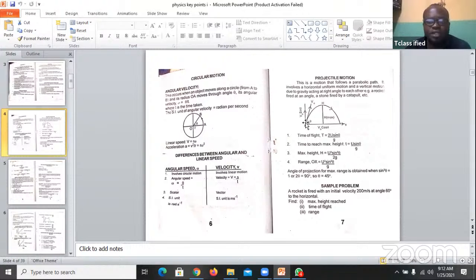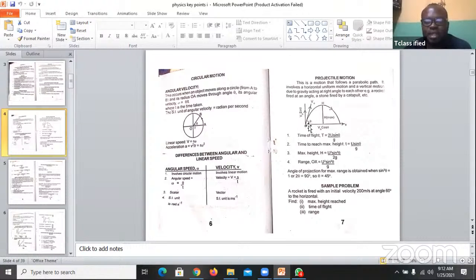Let's say you release a stone from here. It goes from here, reaches the maximum height, and falls here. So the time it takes to go from here and stop here is known as time of flight. And it's simply equal to 2u sine theta over g.